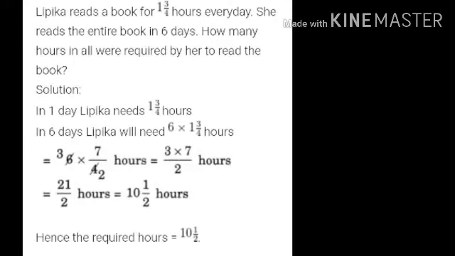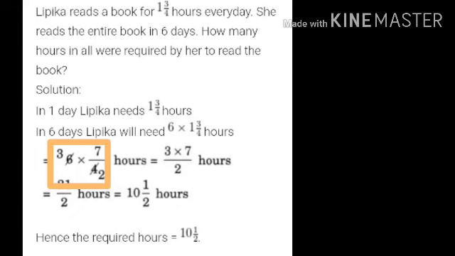Then the next question. Libika reads a book for 1 3 by 4 hours every day. She reads the entire book in 6 days. How many hours in all were required by her to read the book? Here, Libika reads 1 3 by 4 hours every day. She completes her reading in 6 days. In 1 day, Libika reads 1 3 by 4 hours. Then in 6 days, Libika reads 6 into 1 3 by 4 hours.